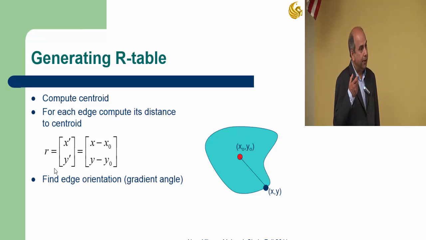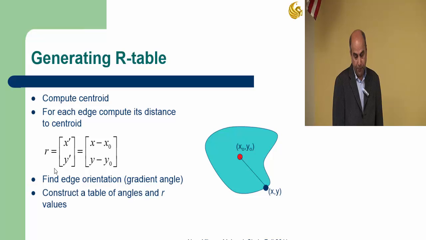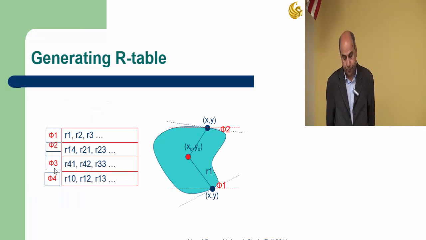so essentially we will do this for every point on the boundary, and we will store those, and that is called the R table, and that is the equivalent of the equation of the shape, like a circle or straight line. That's basically what it is. And of course we have gradient information as we had before. So we'll construct a table of angles and R values, which is shown here.